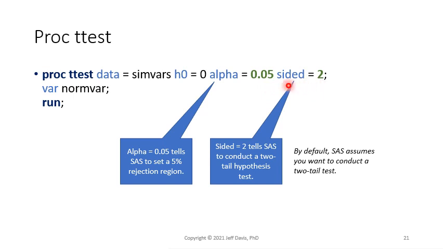Sided, so here we're saying that we want SAS to run a two-tailed test of significance. All right, if you don't include this option, sided equal to, SAS will by default use a two-tailed test. Again, because that's the strongest test of your hypothesis. Okay, all right. And then we tell SAS what variable we want it to use from our data, okay? And we go from there.